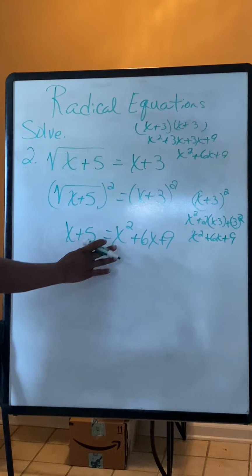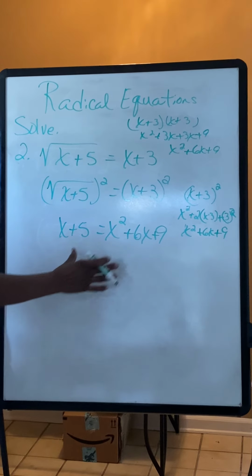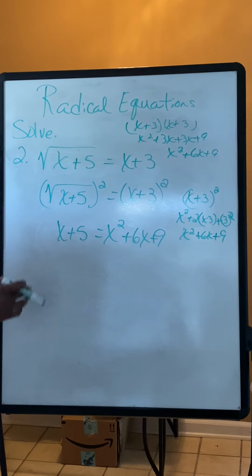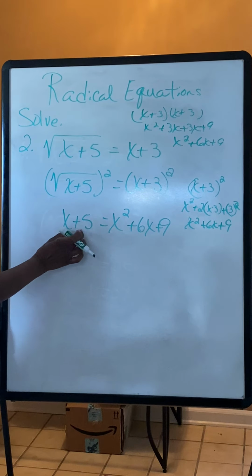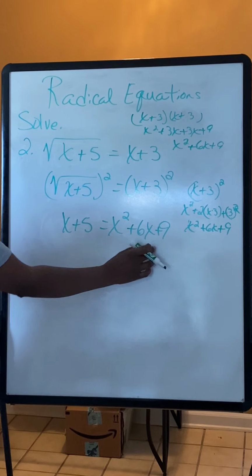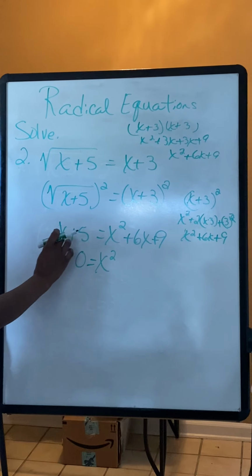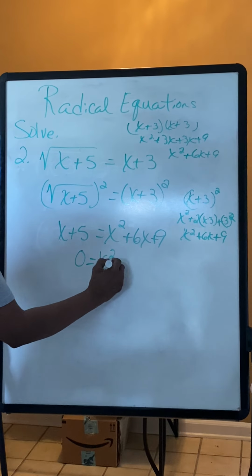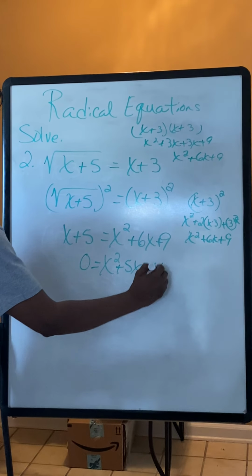Now, as you notice, I have a quadratic term here. I don't have a way to get rid of it, so that indicates to me that I need an equation that is set up to be equal to 0. So I'm going to transform the x plus 5 to the other side. So I get 0 is equal to x squared. When I transform x, I'll get a 5x. When I transform my 5, I'll get a 4.